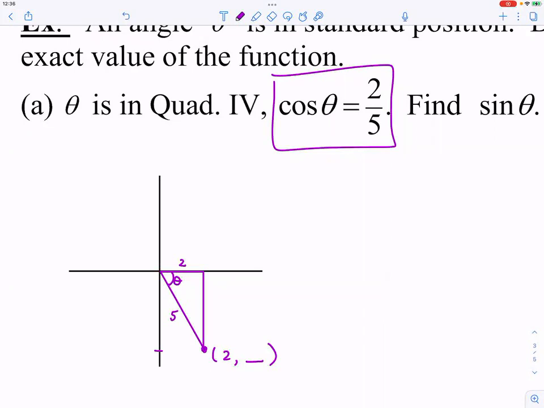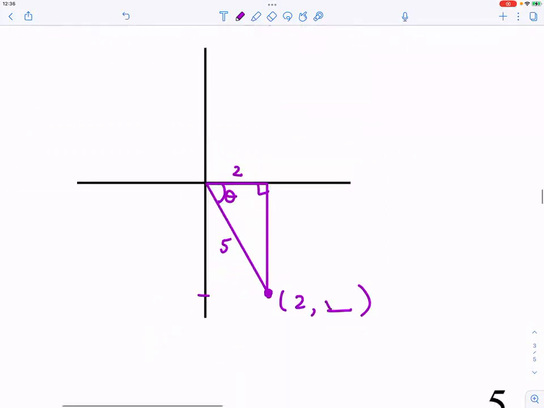Well, it's a right triangle. You've got 2 sides already. What can you do? Pythagorean theorem. So if you use the Pythagorean theorem, what would you get for the length? It'll be the square root of 21. 5 squared minus 2 squared, 25 minus 4, 21. Square root that. But if you just write square root of 21, you'll be wrong.